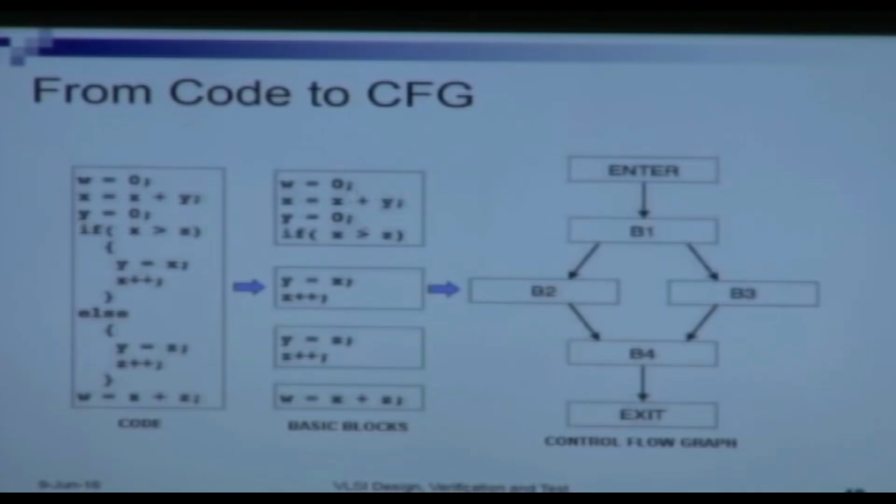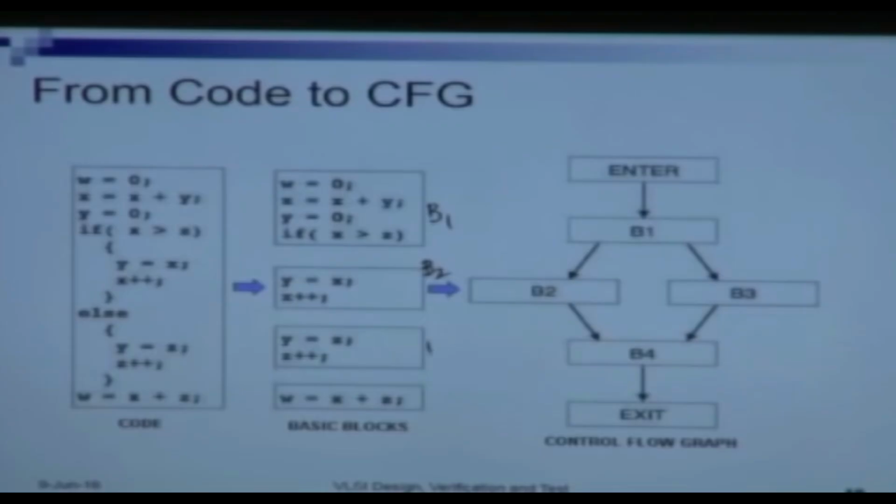Now, if the condition is true, we go to the second basic block, y equals x, x plus plus. If this condition is false, we go to the third basic block, y equals z and z plus plus, and then we have a fourth basic block, w equals x plus y. So we see that these are the maximal pieces of straight line code that are possible from this program. So this is basic block 1, this is basic block 2, this is basic block 3, and this is basic block 4.